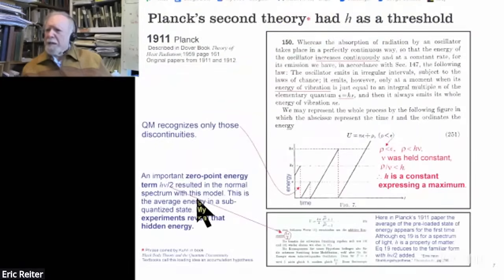So now I'm going to revert to Planck's second theory, who had an accumulation hypothesis where his action constant was a threshold. And I point out how in his algebra you can see that h can be a maximum of action, and that there's a lower unseen amount of action that can be used to describe the black body derivation, which is what he did in these papers.